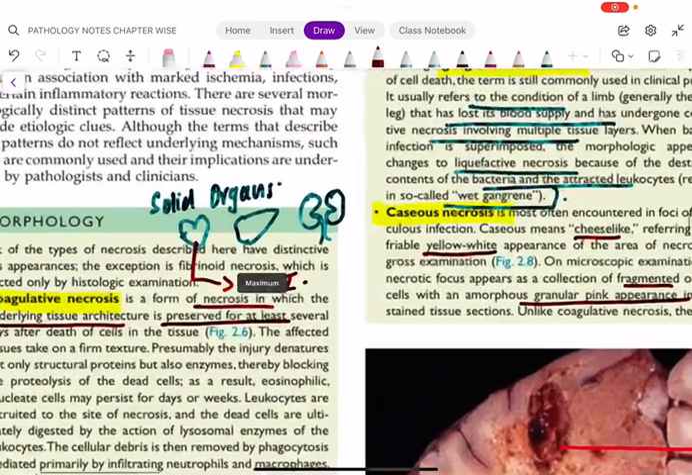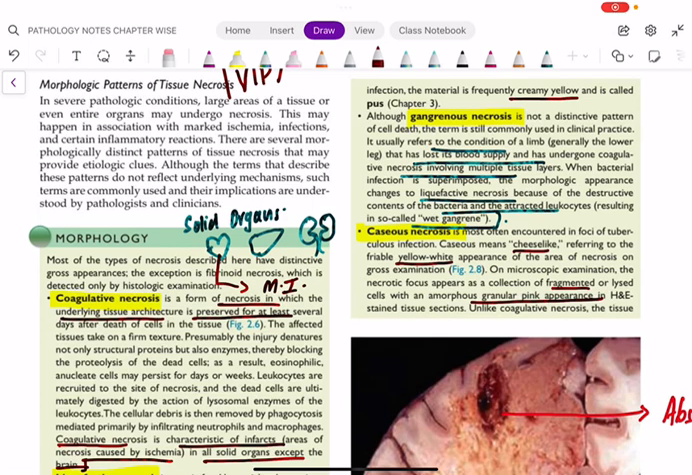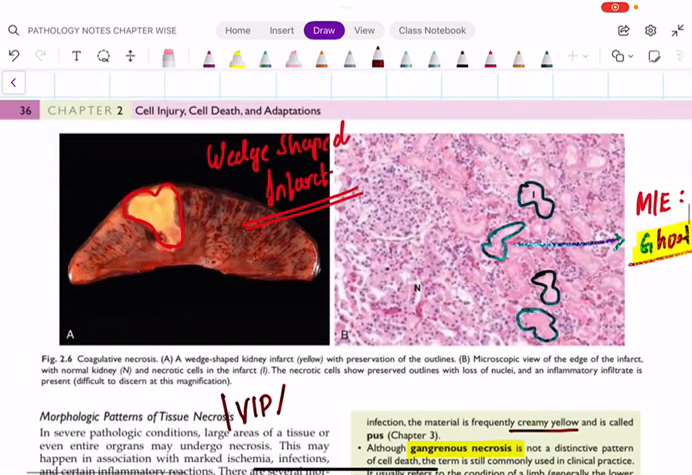Remember, I have drawn three pictures here: a heart, liver, and kidney. That means solid organs undergo coagulative necrosis. Okay, it's not a good word, but just for your remembering, I have drawn these three pictures. In heart, we have myocardial infarction. Kidney may go for a renal infarct. Okay, see this picture. This is a wedge-shaped infarct in the kidney. And you can see there is good preservation. See, the outlines are well demarcated.